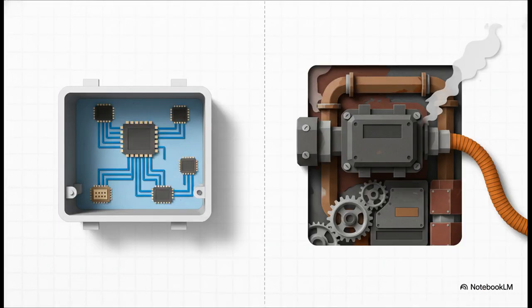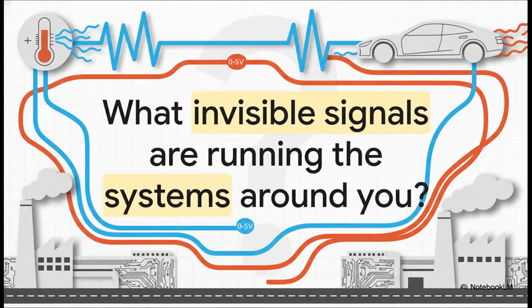So, the crucial takeaway is this: 0 to 5 volts is your hero for local internal tasks. 4 to 20 milliamps is your hero for the tough, long-distance industrial work. And for any technician or engineer out there, knowing which language is being spoken is absolutely critical for troubleshooting and keeping these incredibly complex systems up and running. It's such a simple concept, but it has these huge implications. And it kind of makes you wonder, doesn't it? From the thermostat on your wall to the car you drive, what invisible signals, what secret languages are running all the systems around you right now?